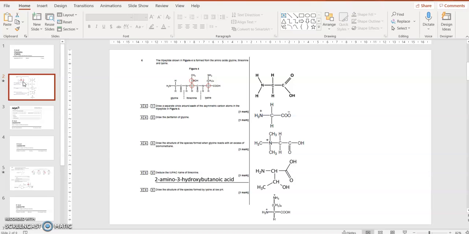If it asks for the Zwitter ion, it has got 1 NH3 plus and 1 COO minus, just one of each, because at a certain pH called the isoelectric point, the COOH loses an H plus, and that joins onto the NH2 to make NH3 plus, a Zwitter ion.